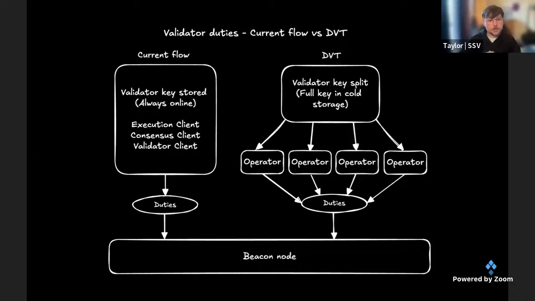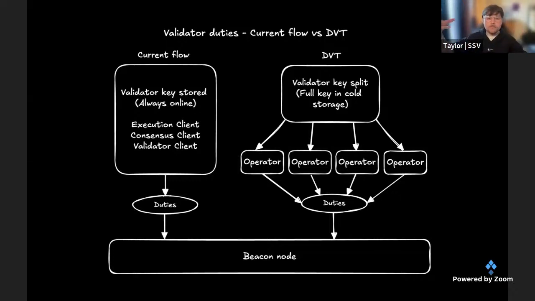Similar to the first step, we still need to create our validator key, but then we don't have to keep that key online. What we do here is we split that validator key, in this example, into 4 operators. We split this into key shares, so each operator gets one of these key shares. These operators themselves are all running their own version of this validator node. They run their own execution and consensus client, and in our case, instead of the validator client, they'll be running an SSV client.